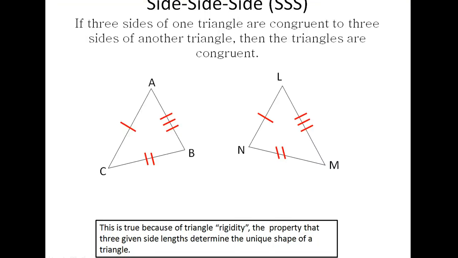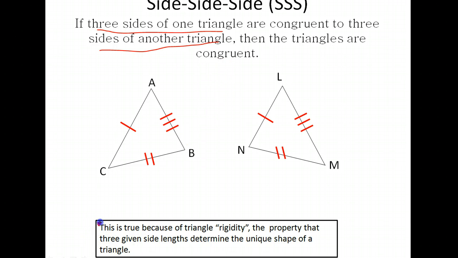Again, here is our side, side, side. This is what we use to prove that two triangles are congruent so that we don't have to show both that the angles are congruent and the sides congruent. This theorem tells us that if all you know is that three sides of one triangle are congruent to three sides of another, you automatically know the two triangles are congruent.